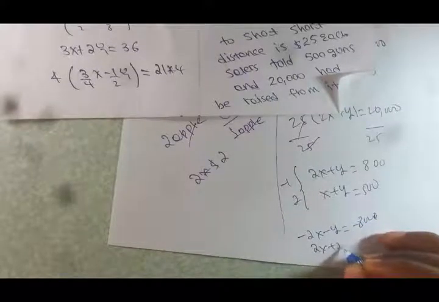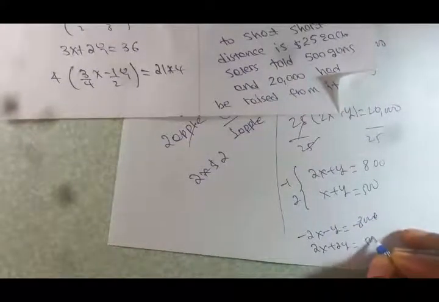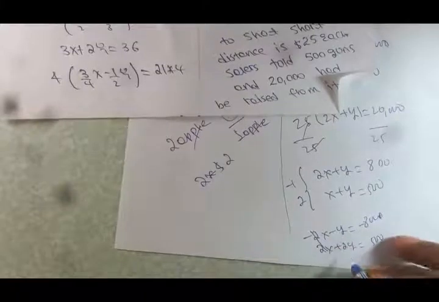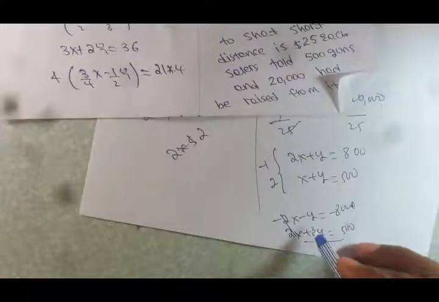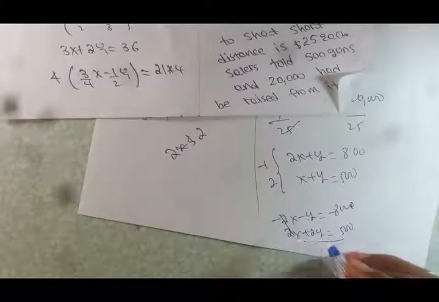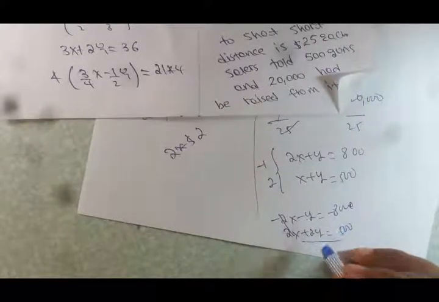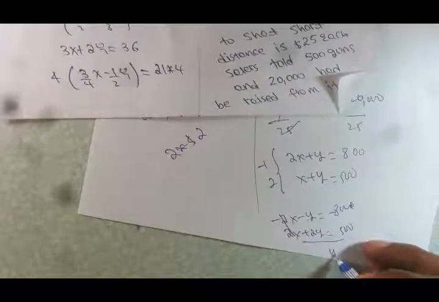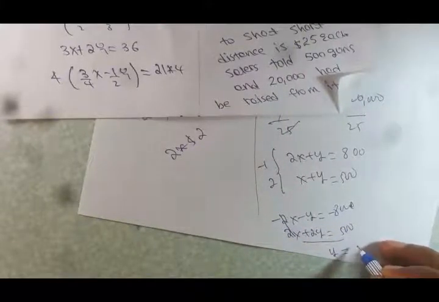2x plus 2y is equal to 500. This will be cancelled. Therefore, 2y minus y is equal to 2x. Therefore, y is equal to what?